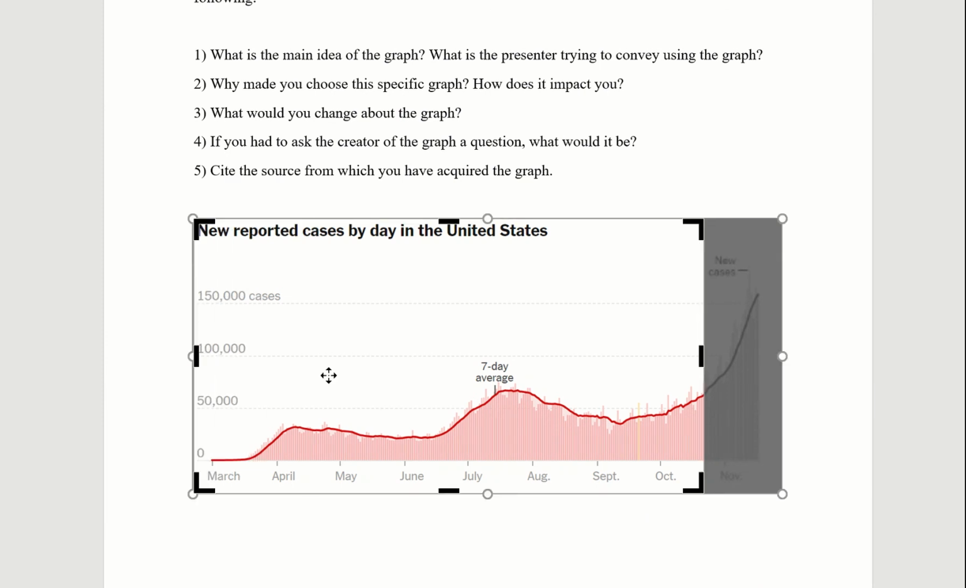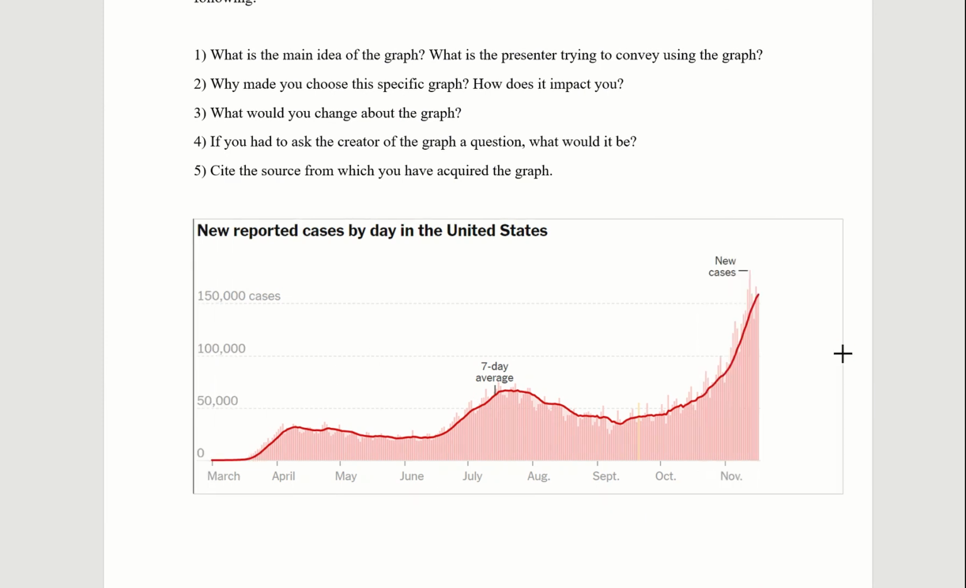In this case, I want the entire graph because this is the entire graph. But if I had the entire web page or my whole desktop or laptop screen, I don't want to show everything. I just want the graph itself. So try to zoom in to the graph, get the screenshot, copy and paste the screenshot into your Word document, and then move forward. If you have any questions on that, you could send me an email. We could talk about it.